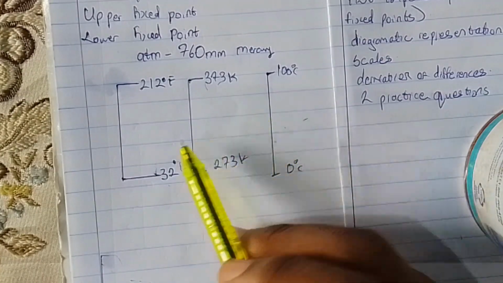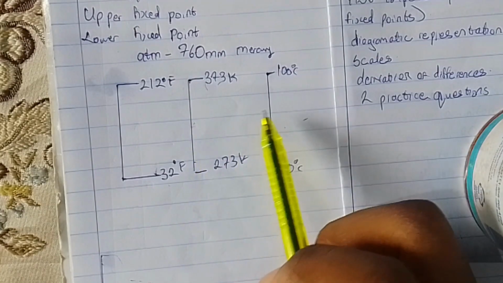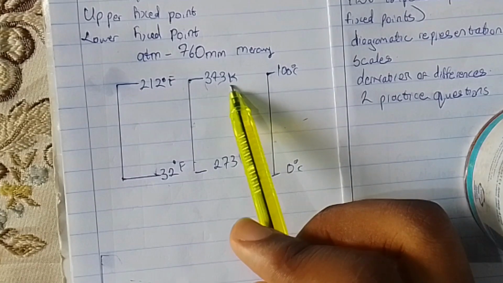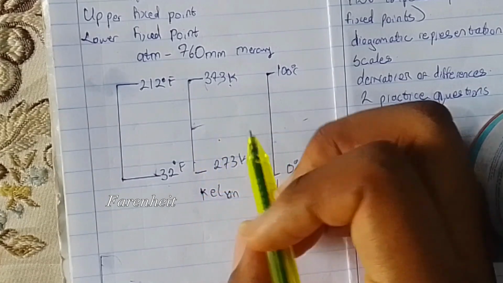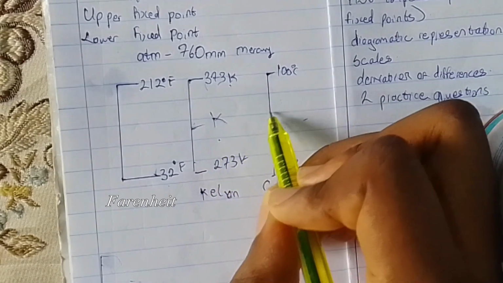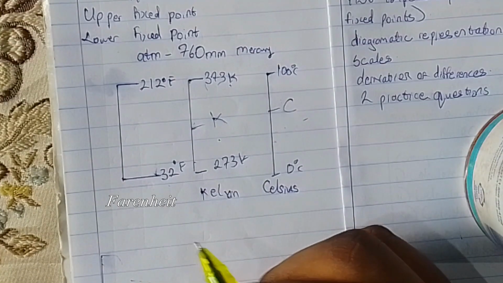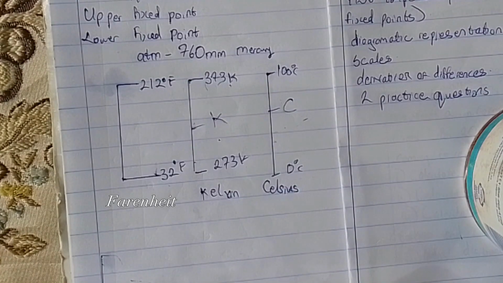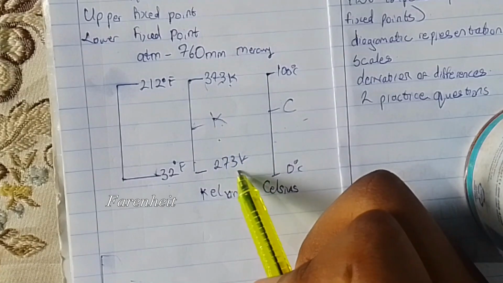Now, what we are going to do is try and find this difference. And to do that, we use temperatures on each scale. For example, we are going to try and find the temperature difference between Kelvin and Celsius. So we are going to use this as K and this as C. Now we're going to use this formula, which is temperature minus lower fixed point all over upper fixed point minus lower fixed point.